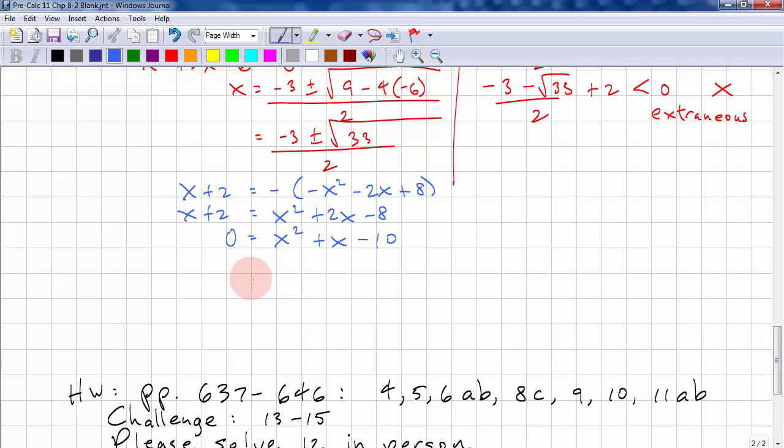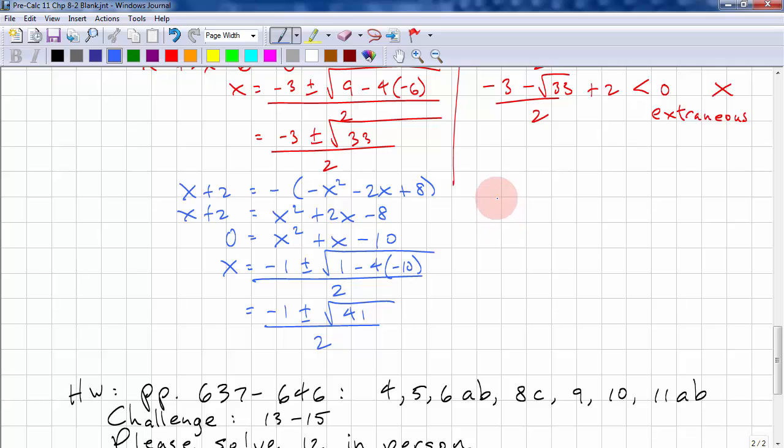Again, this one won't factor, so we'll use the quadratic formula. X equals minus b, that's minus 1, plus or minus square root b squared, that's 1, minus 4 times a, that's 1, and negative 10, which is c. All over 2a, that's just 2. So we have negative 1 plus or minus square root. Negative 4 times negative 10 is 40, plus 1 is 41. All over 2. And again, let's check our solutions.